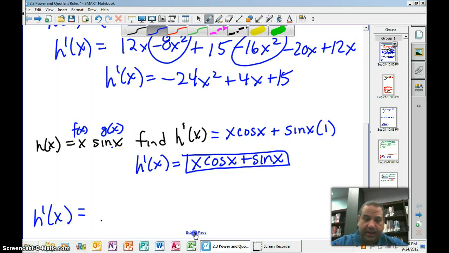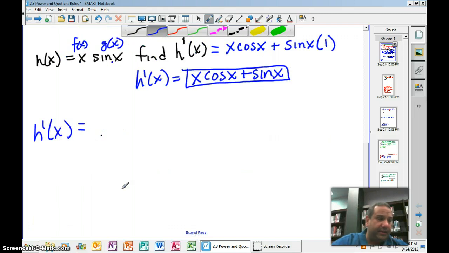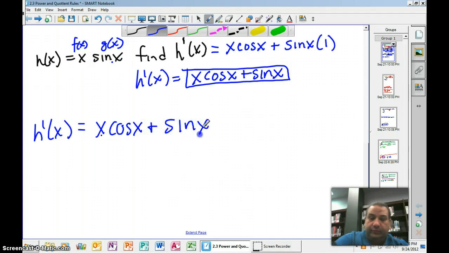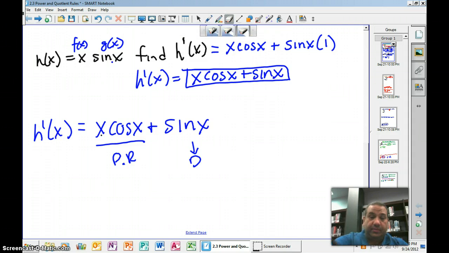All right? And I want to do one more. Let's do x cosine x plus sine of x. Well, this first one is going to be a product rule, and this is going to be just a regular old derivative. Makes sense. Let's product rule the first one. I'm sorry, this is supposed to be h of x. There we go. All right.